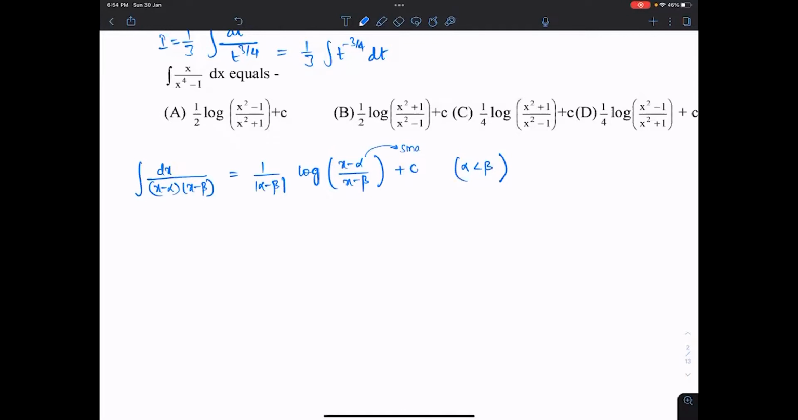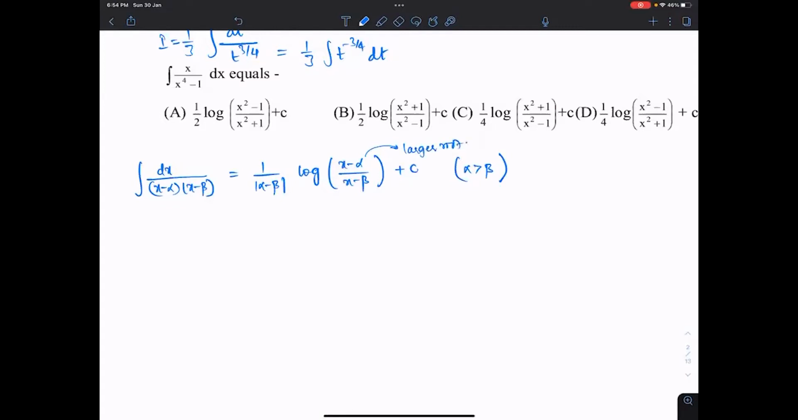Sorry. Minus alpha is there, no? So then alpha must be more than beta. One second, guys. I'll just erase. Okay. Your numerator must be the larger root.